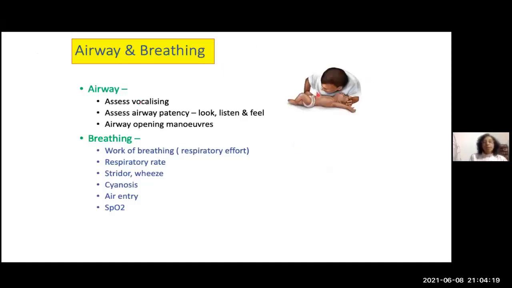So how do you assess the airway and breathing? Right? If the child is vocalizing, you can assume the airway is patent. If not, you have to perform look, listen, and feel for the airway movement, and then institute airway opening maneuvers. I'm not going to go into that detail. You assess the breathing, right? Whether there is severe respiratory distress, the respiratory rate, whether the child is tachypneic or bradypneic, whether there is any audible stridor, evidence of upper airway obstruction or wheezing, right? And look for other features like cyanosis, auscultate for air entry, and check the saturations. So assess your airway and breathing. This won't take more than a few seconds, right?